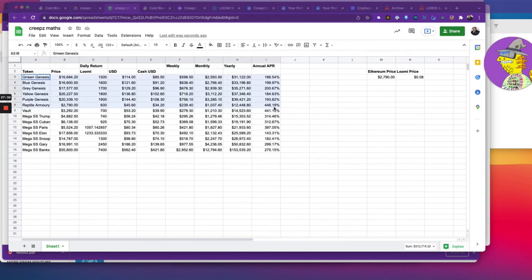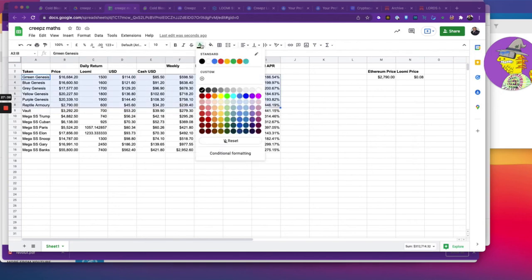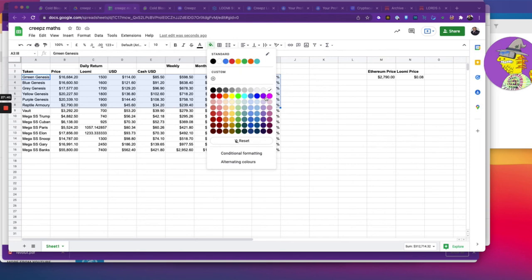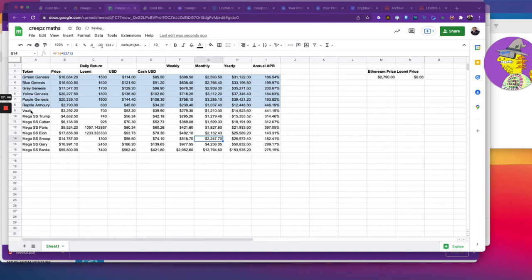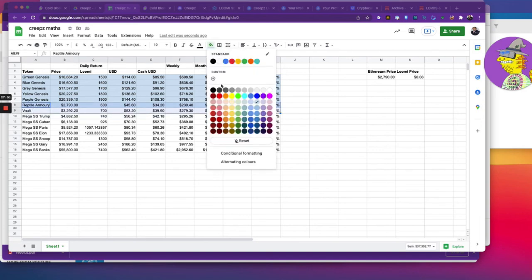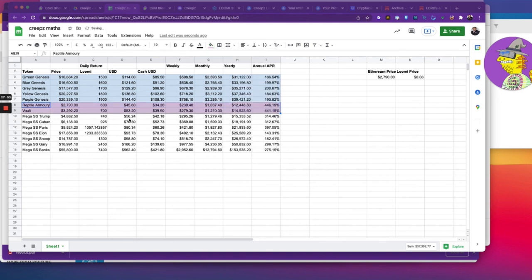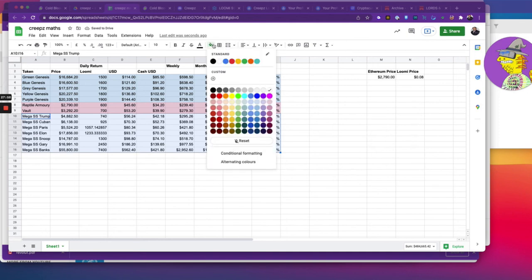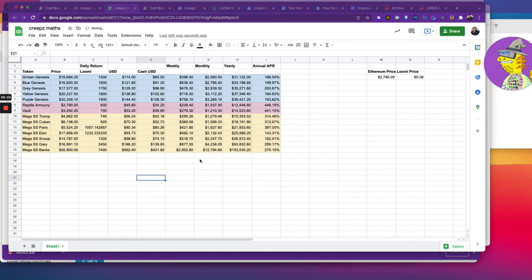So let's put these in different colors. The blue color should be light blue. And then these two are a different category. Let's put it light red. And these are another category. So let's put these as light yellow. There you go. So those are the three types of resources at the moment producing different types of income.